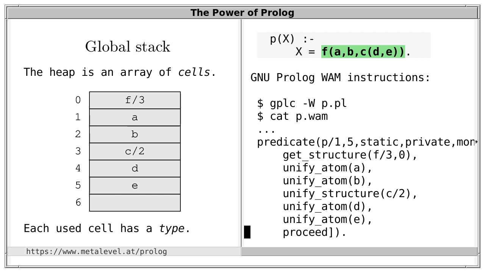And each cell on the heap has a type. So for instance, in our case, the first cell has type str for structure. The next cell has type con for constant. Next cell is again a constant, then another structure, a constant and another constant. So each cell has a type, and therefore we can easily tell what's in a cell. And therefore unification can be implemented very efficiently in Prolog, because each instruction can quickly determine what's in a cell.